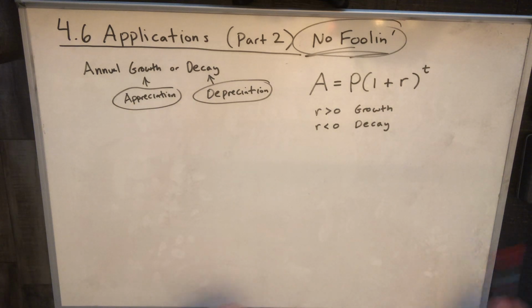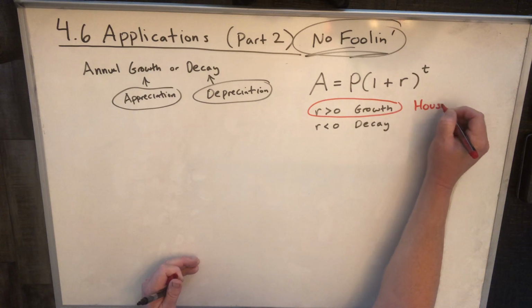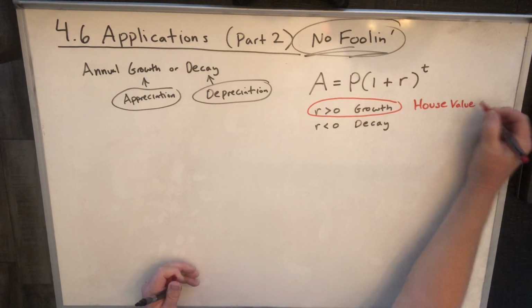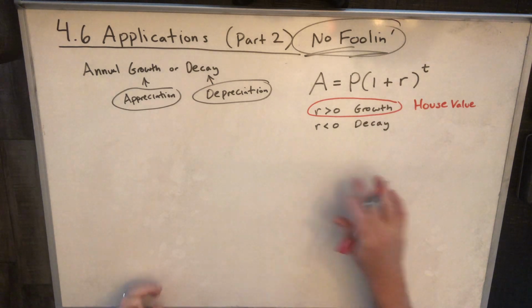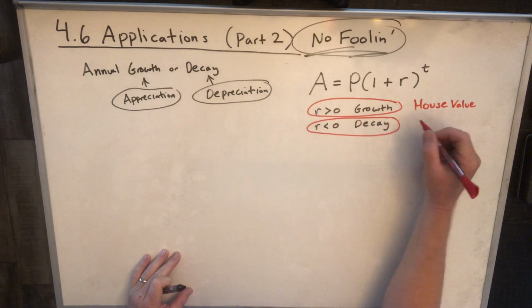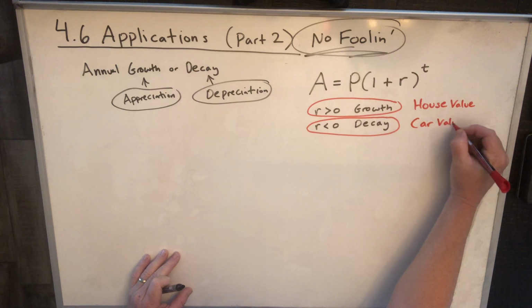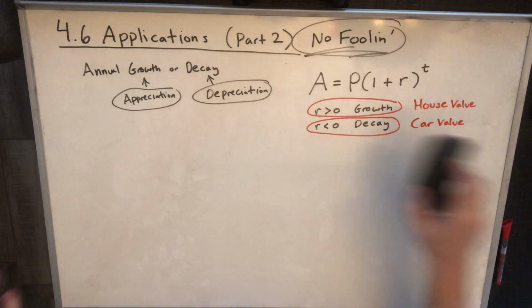The two classic examples are home values. Not always, but most of the time in these models we assume that the value of your house is going to go up. However, you probably all know this, when you buy a car, it decays over time, it loses its value over time. So we're going to do two examples using this formula, one for a house, one for a car, among other things.